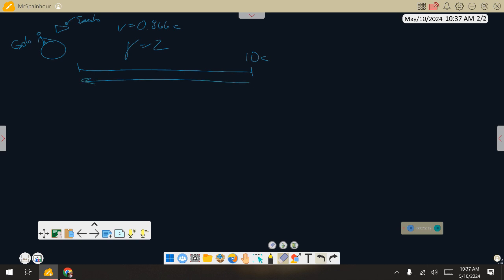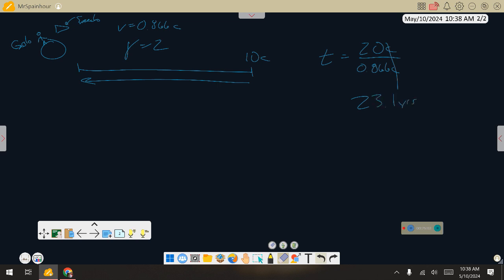So how far did he travel? 20 C. And how fast was he going? 0.866. So, time is just distance over velocity. And actually, you'll notice nicely the C is canceled. So what's 20 divided by 0.866? Roughly 23.1. Okay, I like it. 23.1 years.